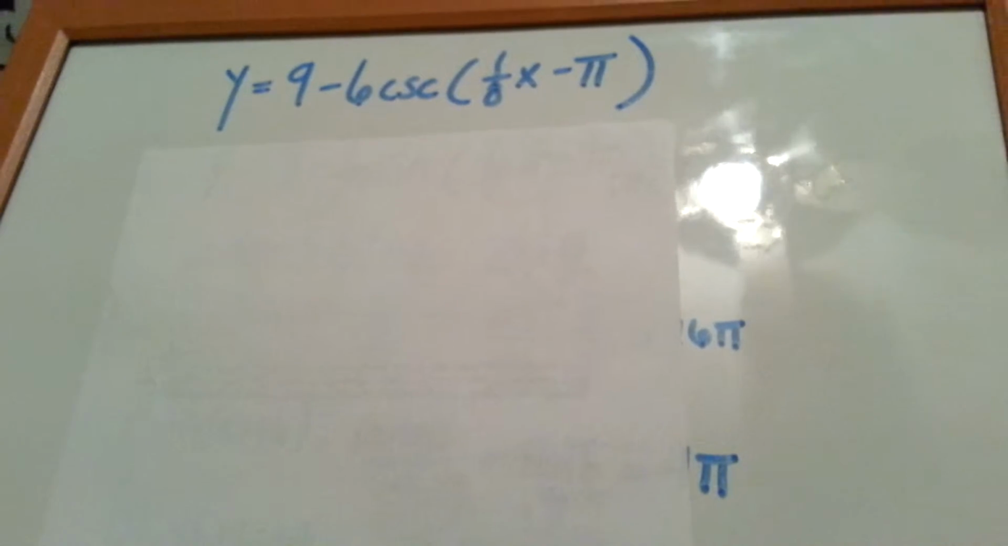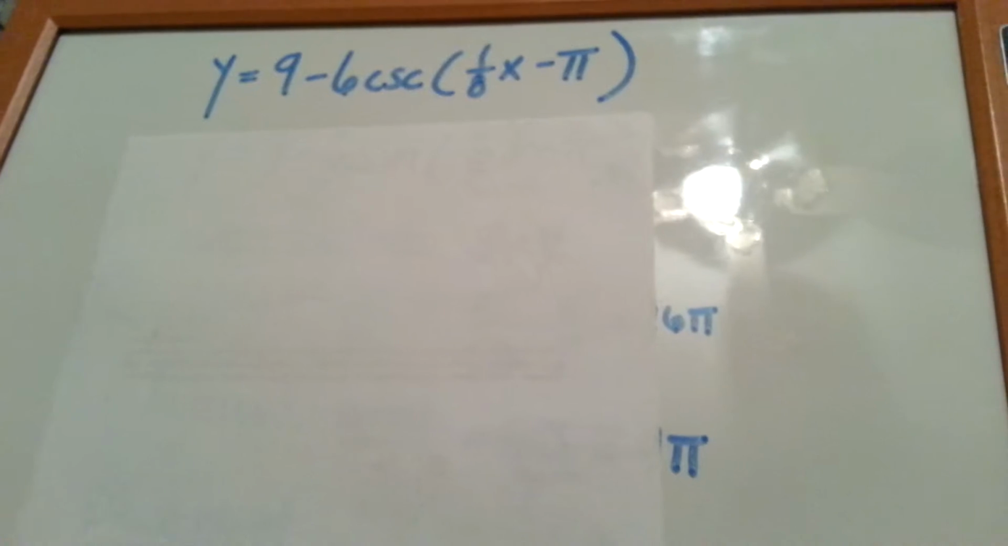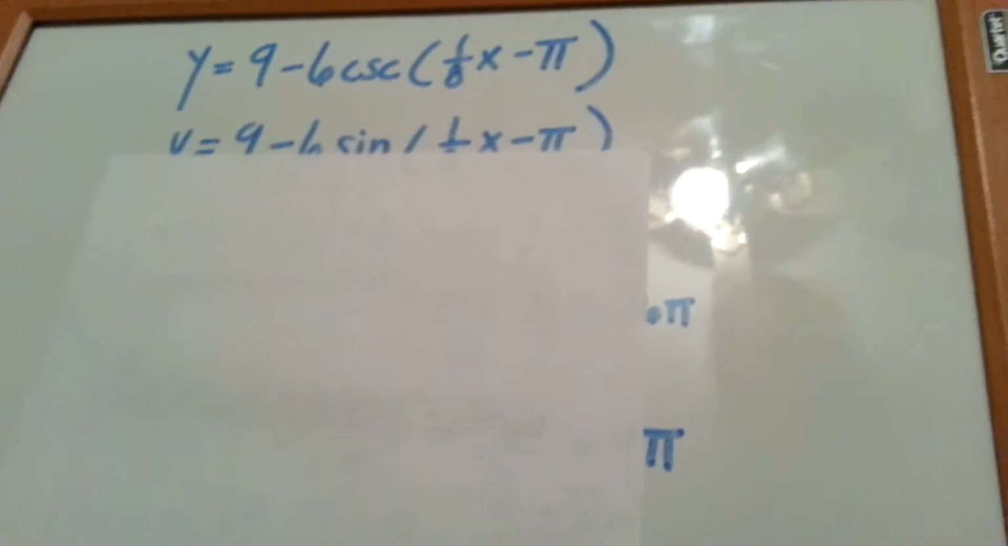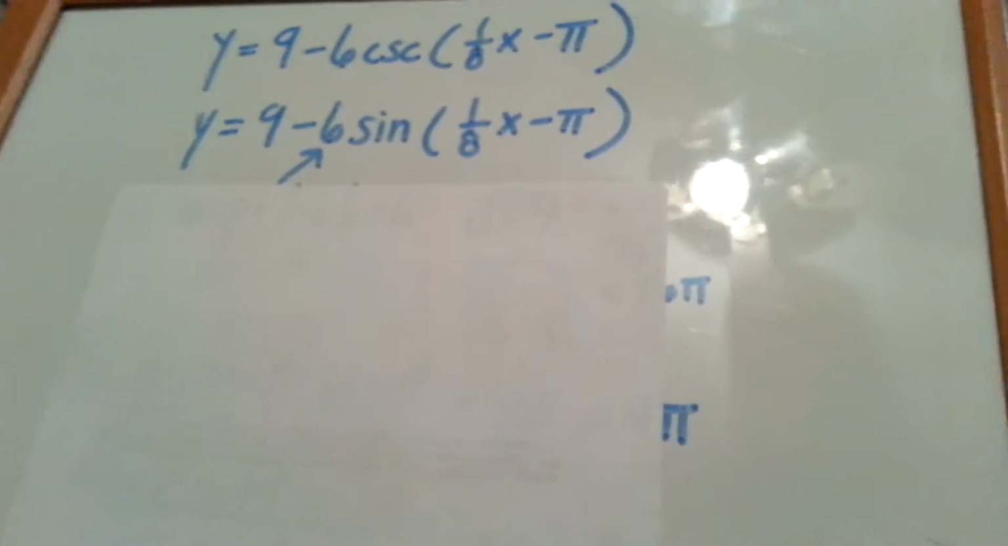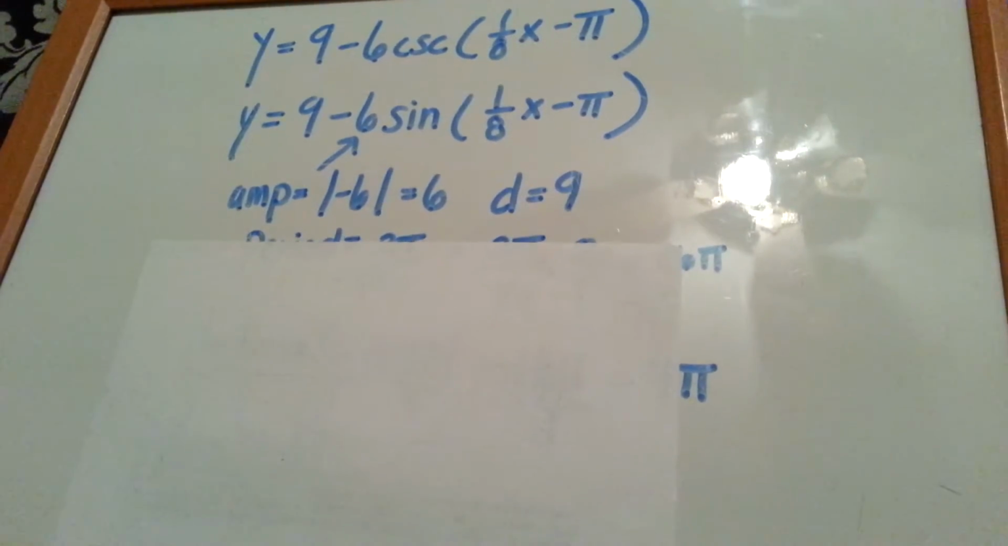Graph trigonometric functions. So we're going to start off with the function y equals 9 minus 6 cosecant parentheses 1/8 x minus pi. In order to make that an easier function to graph, we're going to go ahead and change the cosecant to sine. And then we're going to go ahead and find our amplitude.